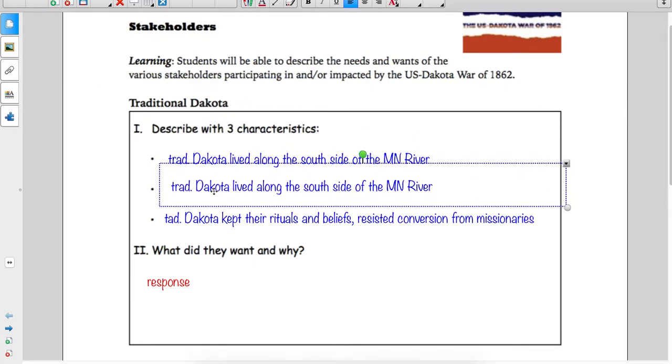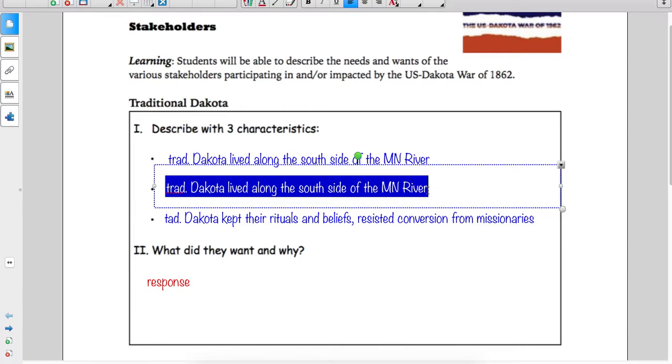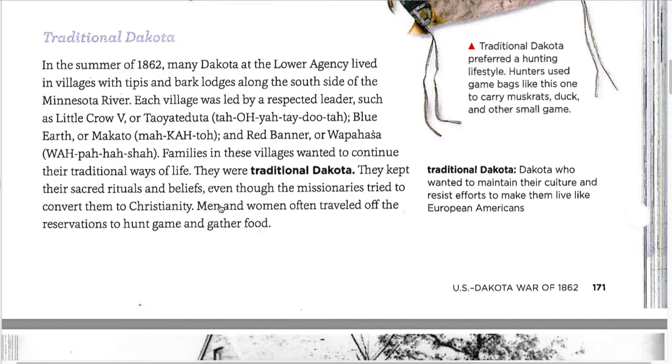Then we have to take a final note. And looking back at the reading, and notice I'm reviewing the reading to take the notes, so I go back to it after reading it. Men and women often traveled off the reservations to hunt game and gather food. This is important.